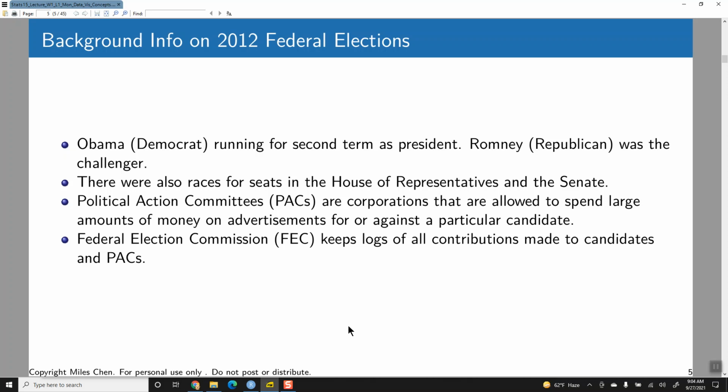And just also background information, there are things called PACs, political action committees. You can call them super PACs and stuff like that. Basically, these are companies and corporations, and they're allowed to spend large amounts of money on advertisements for or against a particular candidate. And all of these political donations and political spending is kept track of by the Federal Election Commission, okay?